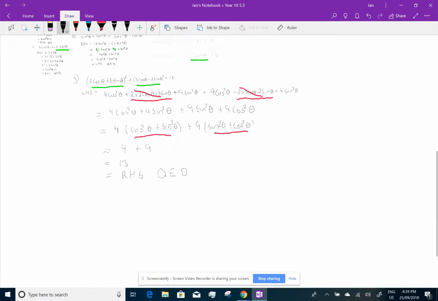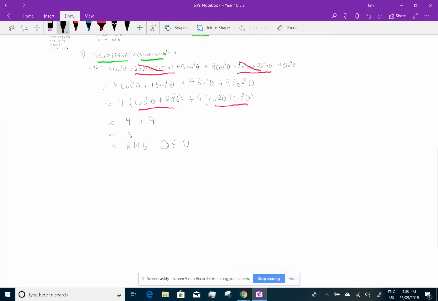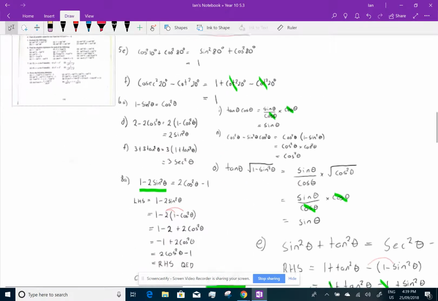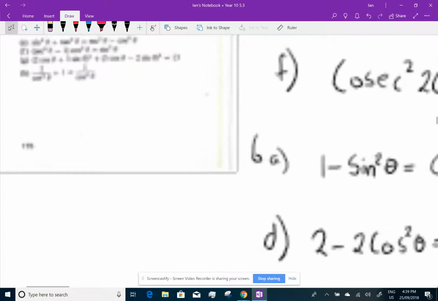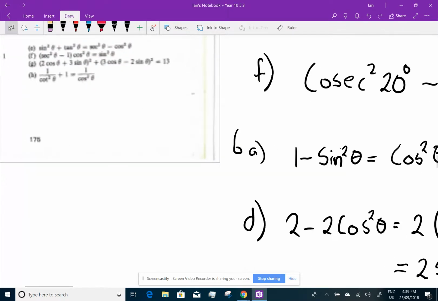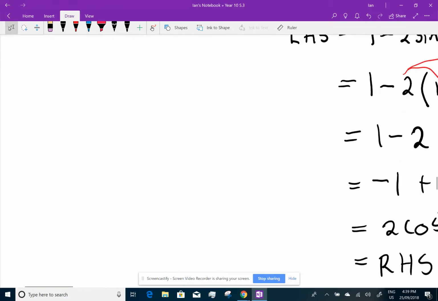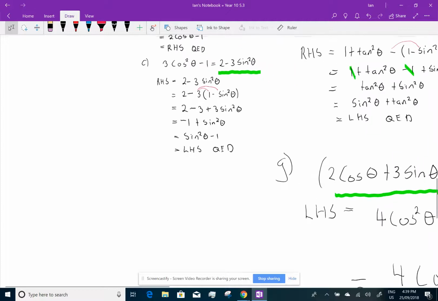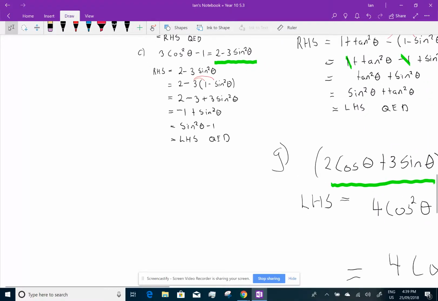All right. Now, if you're getting through these and you're able to do them, you are very good. This is, as I stress, year 11 work. So I'm going to do the last one here. What have I got? 1 on cot squared plus 1 equals 1 on cos squared. So this is H.